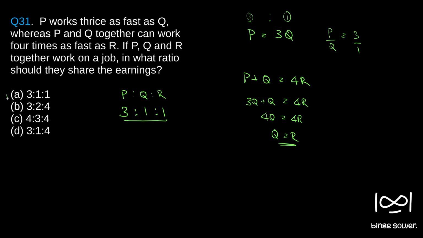So our answer will be A, 3:1:1. So solution to question 31 is A, 3:1:1. Next question, question 32.